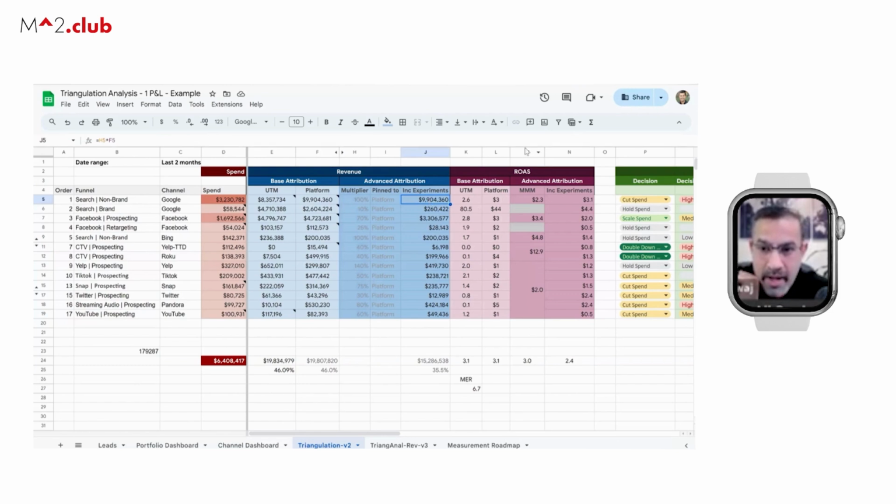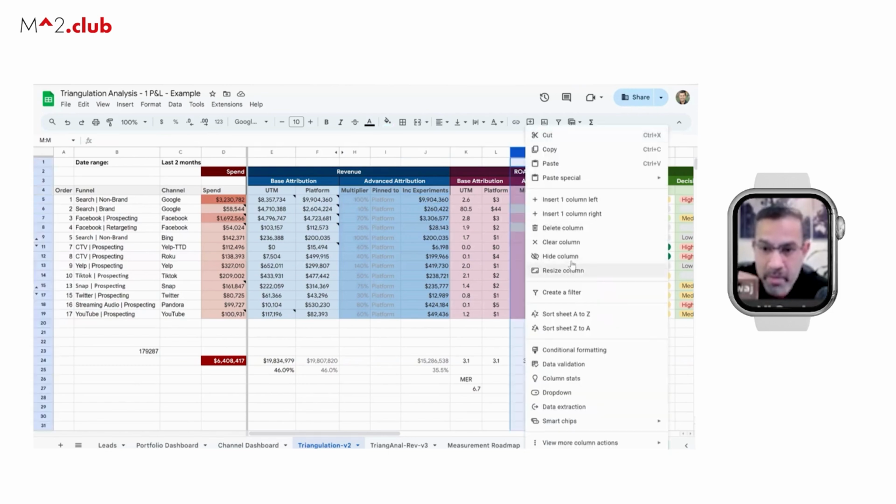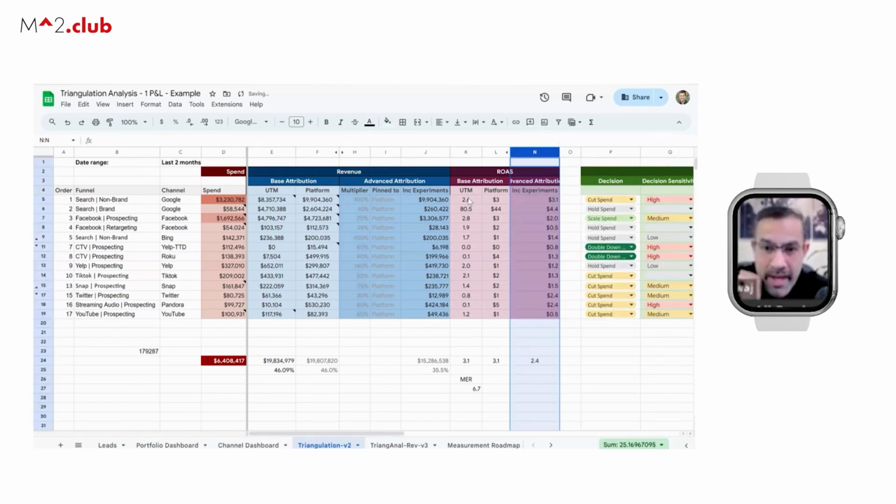And now let's hide this as well, right? We haven't done any MMMs yet. So now we're looking at what the ROAS is on a UTM basis, ROAS on a platform basis, and what the incrementality-adjusted, or multiplier-adjusted, numbers look like, right? This is the place where we typically start our analysis, okay?